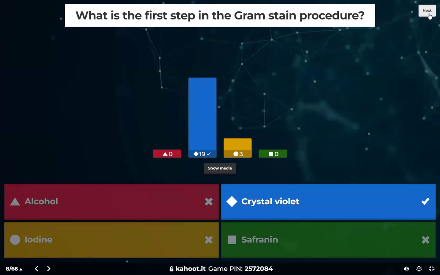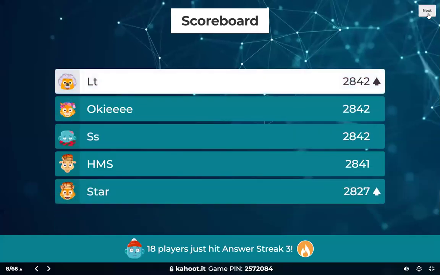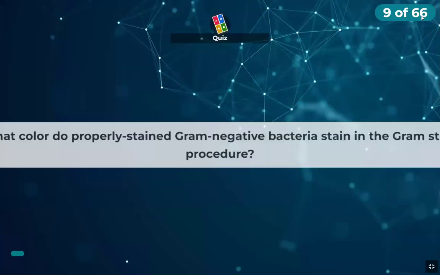Then rinse. Then iodine to fix the crystal violet in place. Then rinse. Then alcohol to rinse out any crystal violet that didn't stick. And then rinse with water. And then you're going to add safranin for the counterstain to help you see the ones that did rinse out. Now look at what you guys have learned. You actually learned a thing. Good job. We know gram stains at least.